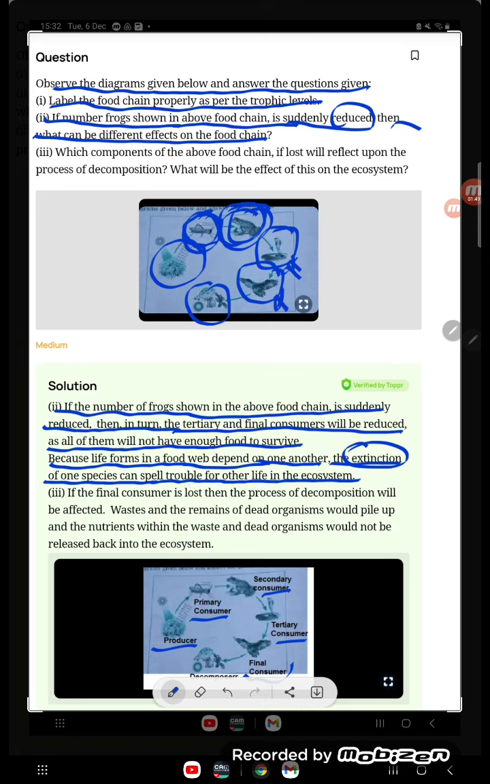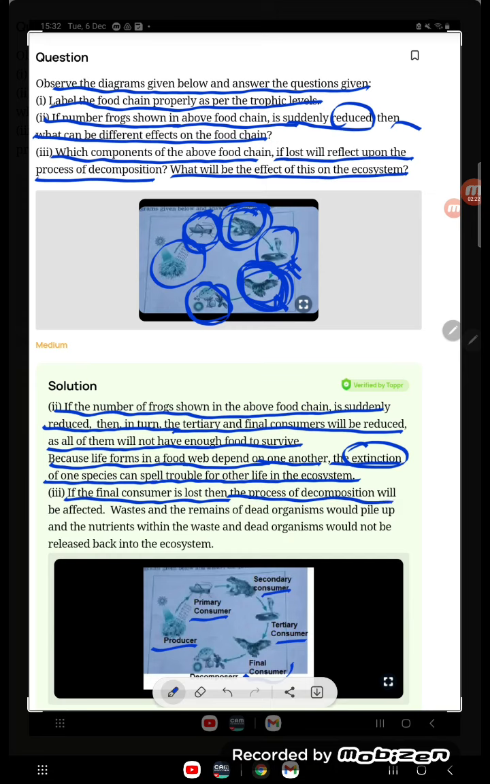Next one, third. Which component of the above food chain, if lost, will affect the process of decomposition? What will be the effect of this on the ecosystem? So if the final consumer is lost, the decomposition will be affected, students. If the final consumer is lost, then the process of decomposition will be affected.